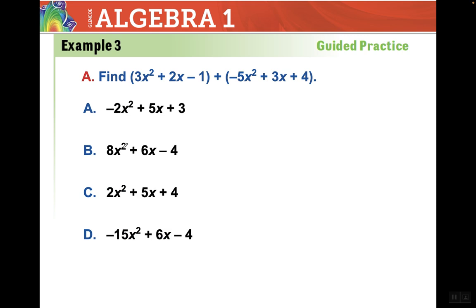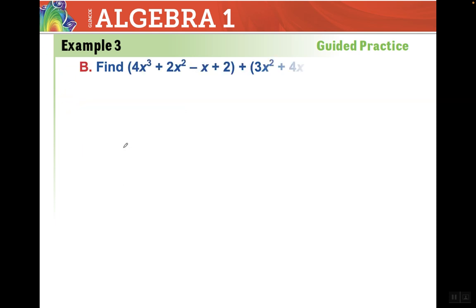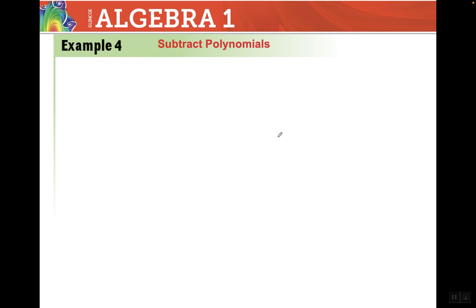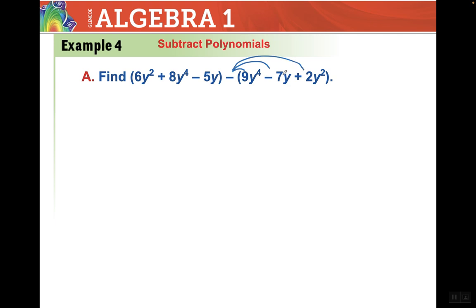Okay, go ahead and try this one out. You should have gotten A. And here's another one. Notice your 4x cubed doesn't have any terms that it can combine with, so it just stays there. Subtracting, you have to distribute that negative before you can combine your like terms. So when we do this, we're just making that negative on each one of those terms after it.